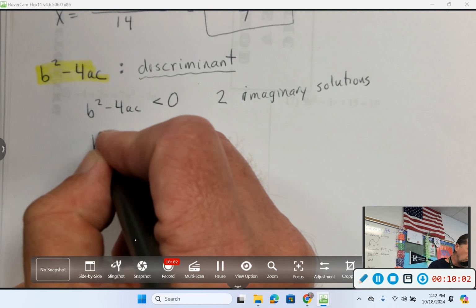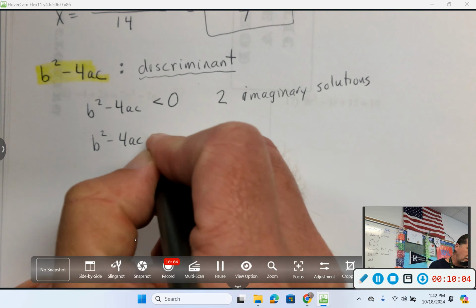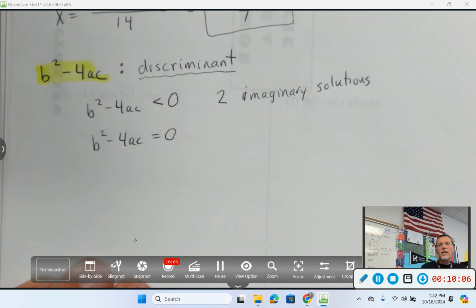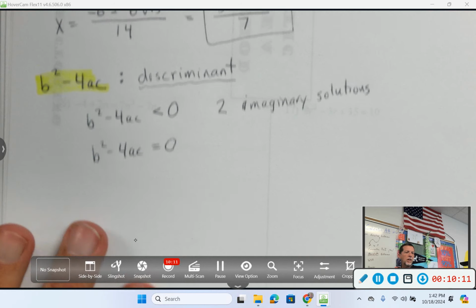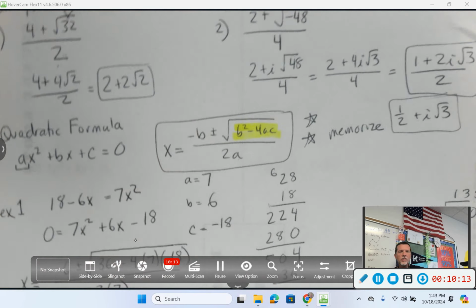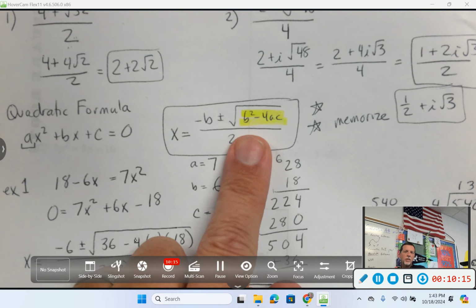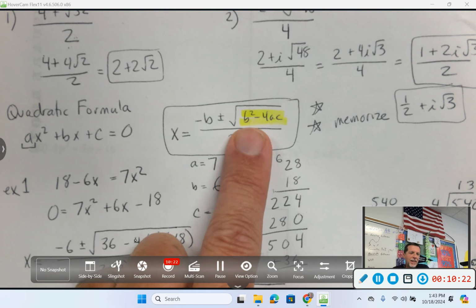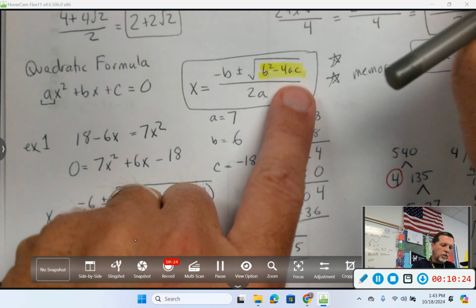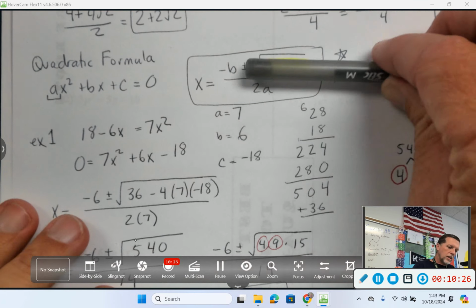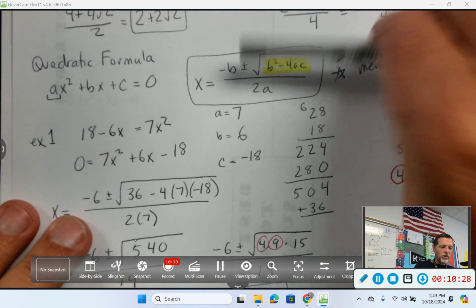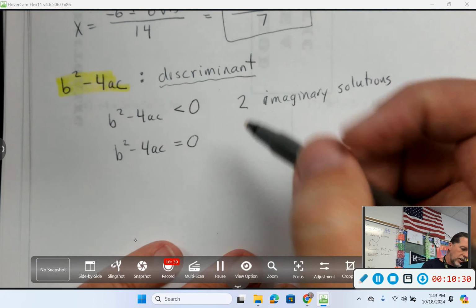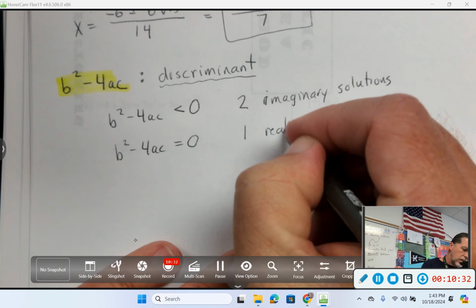What about if it's 0? What happens then? That seems like a weird case. How many answers do you get if it's 0? You don't get 0 answers. You get plus or minus 0. But what's the difference between plus 0 and minus 0? Yeah, nothing. That's the same thing. So if b squared minus 4ac is 0, then you get one real answer. One real solution.